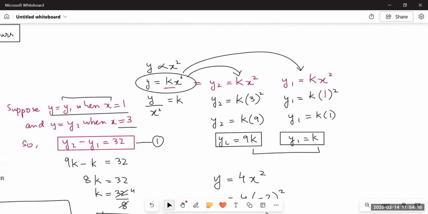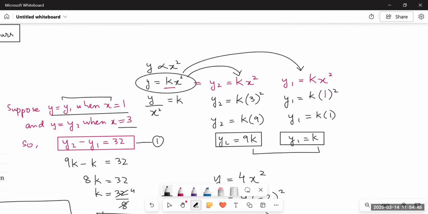I repeat that since the values of y were missing, we cannot find the value of k until and unless one of the two values is given. Like for the values of x and y, both we can find the value of k. Until and unless the corresponding values of y and x are given, we cannot find the value of k. But in this case, we can see that the two values of x are given and the difference of y is given for their corresponding values.